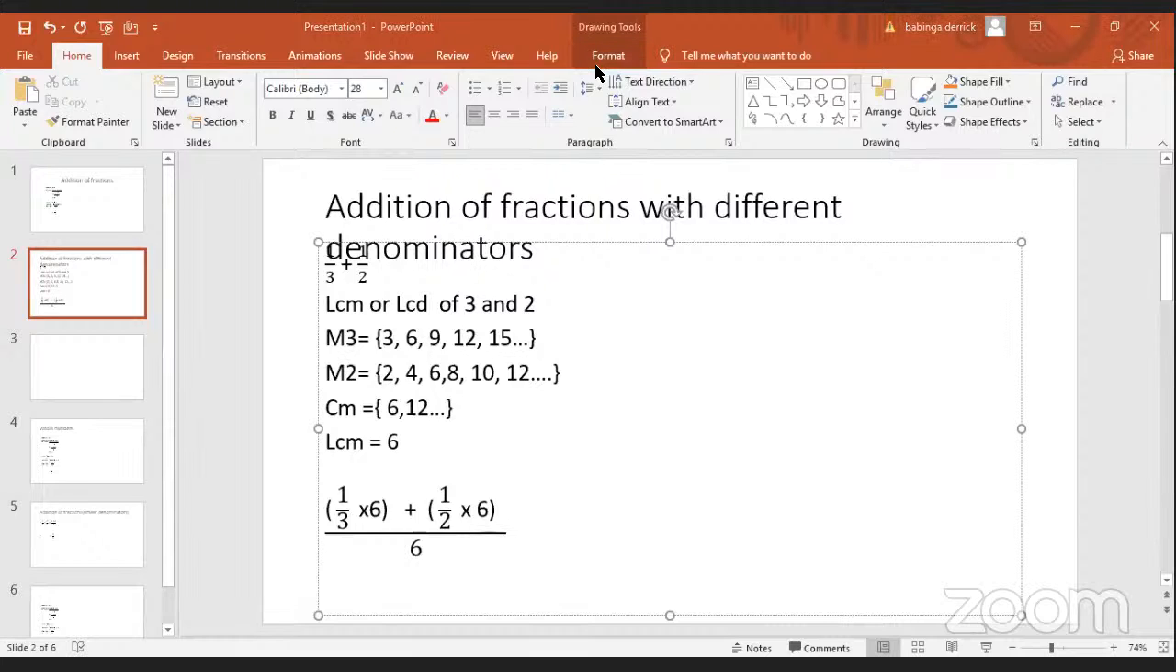Jemima, mute your microphone, please. Jemima, your background noise is not doing us well. Mute your microphone, please.